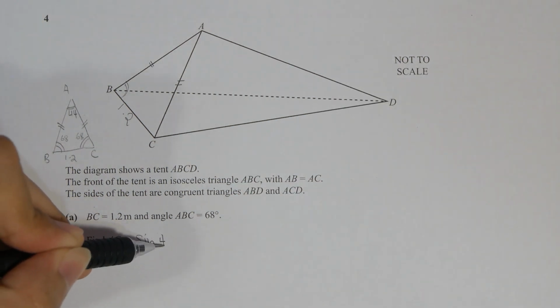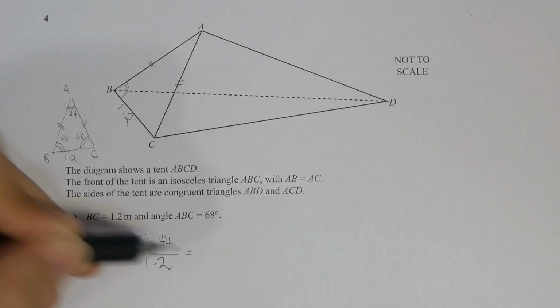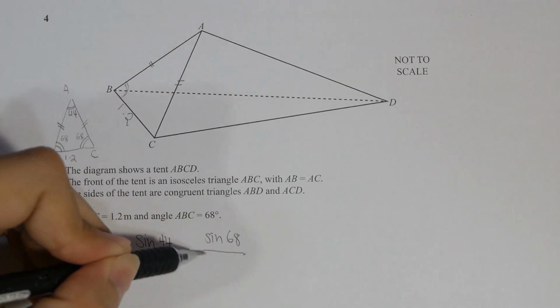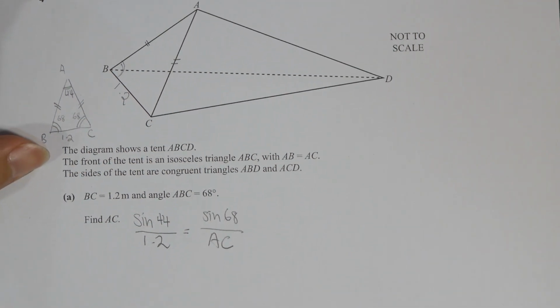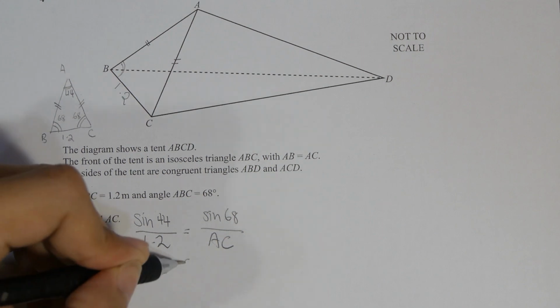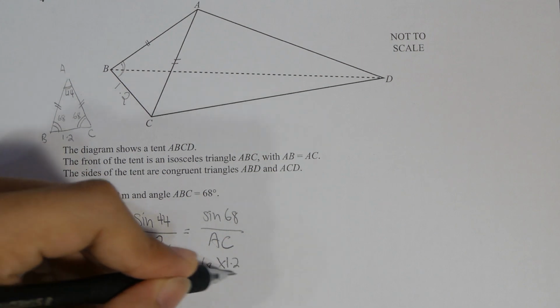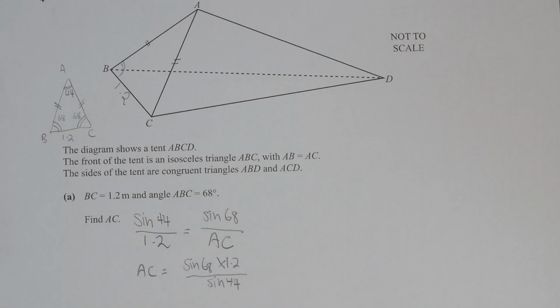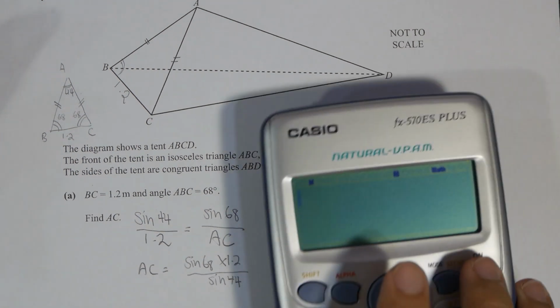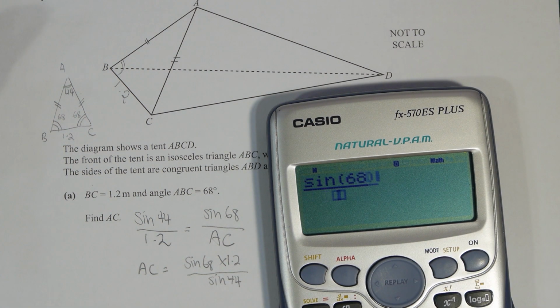So with this information, we can now use the sine rule to find AC's length. Okay, so sine 44 over 1.2 equals sine 68 over AC. So after the calculation, AC's result will actually be 1.6.